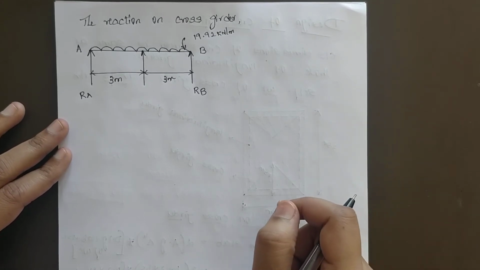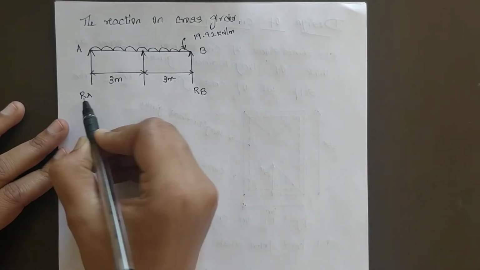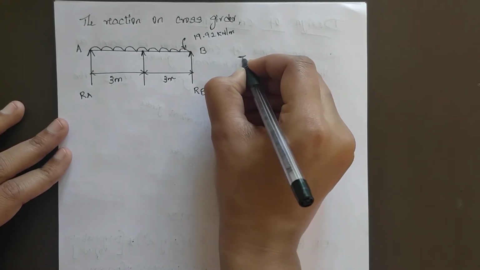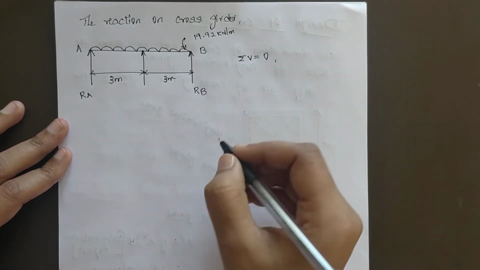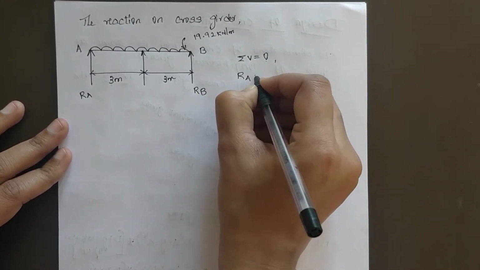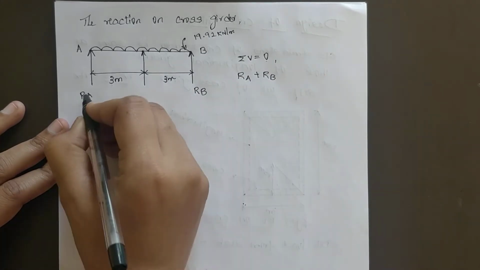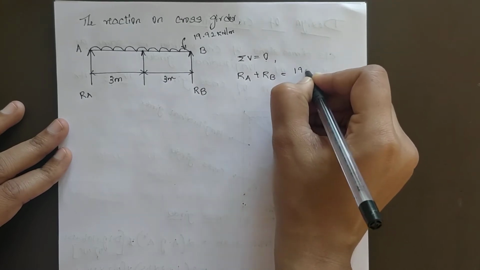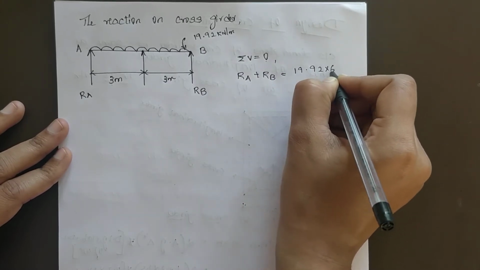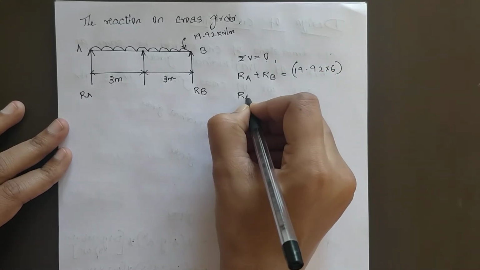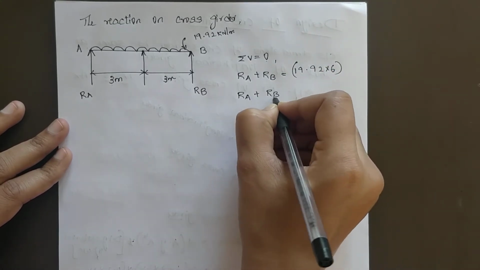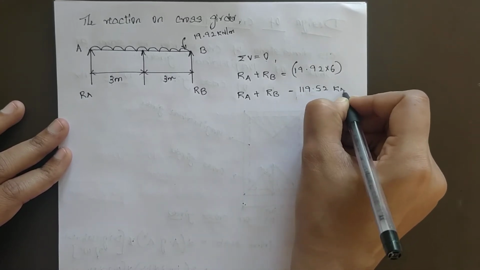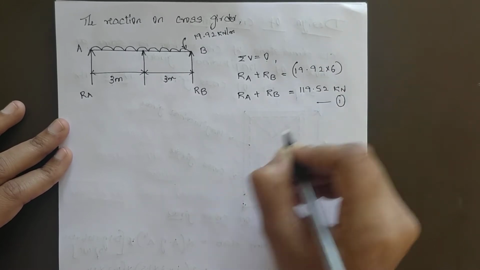In order to calculate the reaction on the cross girder, that is RA and RB, you need to apply the conditions of equilibrium. First condition of equilibrium: summation V equals 0, upward is positive. RA plus RB will be equal to 19.92 into 6, which is 119.52 kilonewton. Call this equation 1.